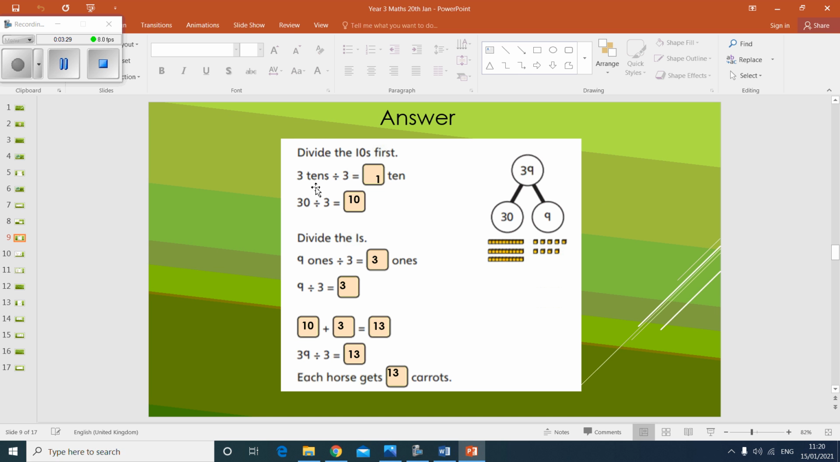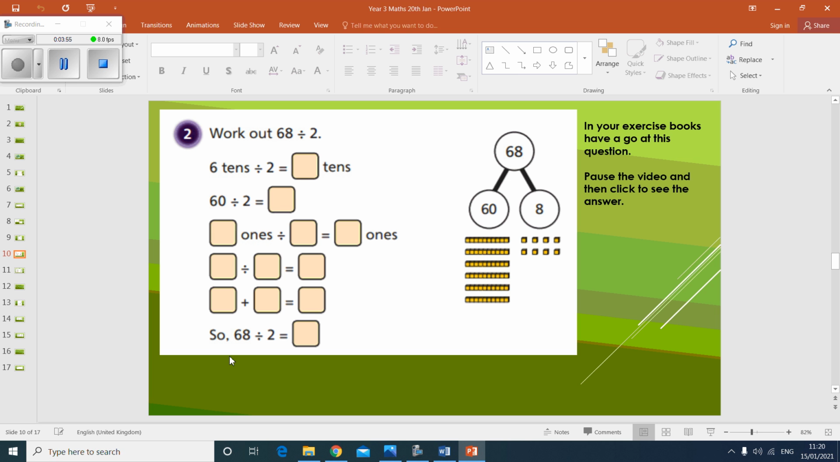So we divided 3 10s by 3 and got 1 10. So 30 divided by 3 equals 10. We divided the 1s, 9 1s by 3 and got 3 1s. So that's 9 divided by 3 equals 3. And then we have 10 add 3 equals 13. So 39 divided by 3 equals 13. Each horse is going to get 13 carrots.